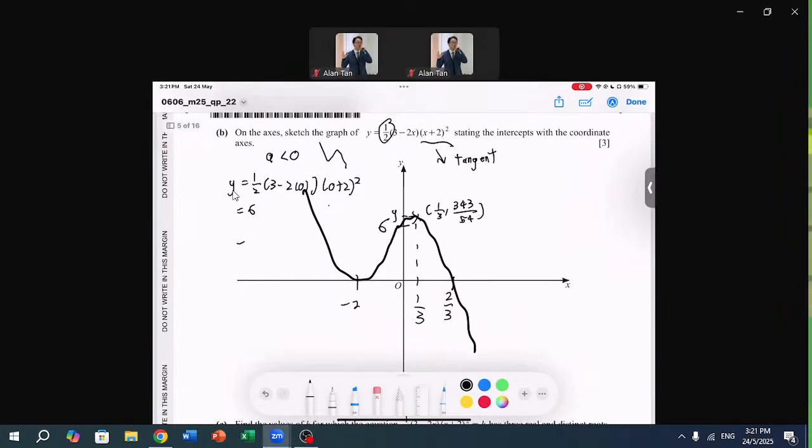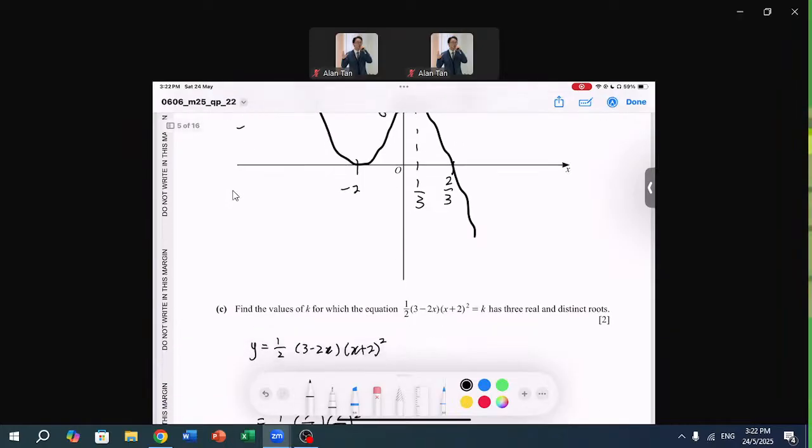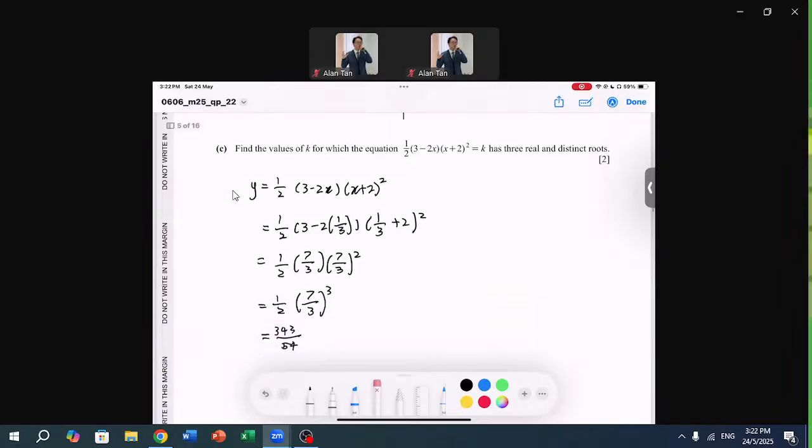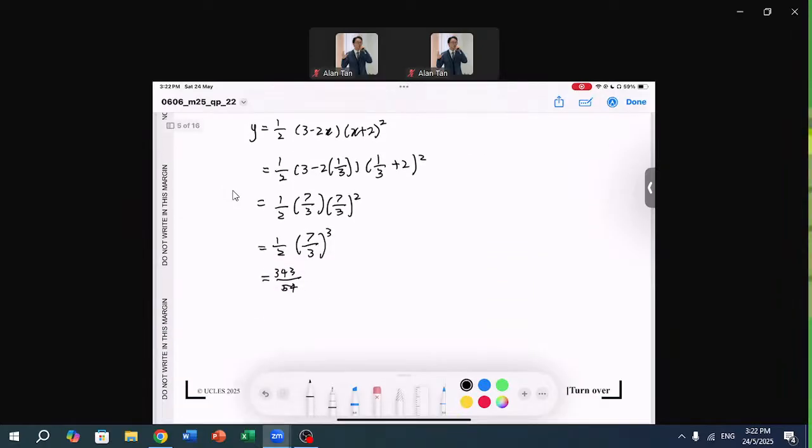Meaning that any values between 0 and 343 over 54 will always have 3 different values. So therefore, 0 < k < 343 over 54.